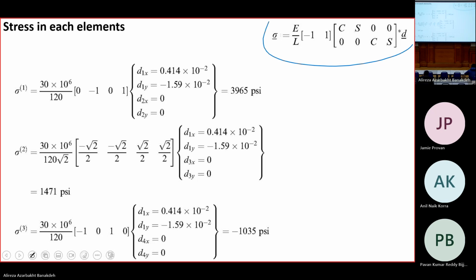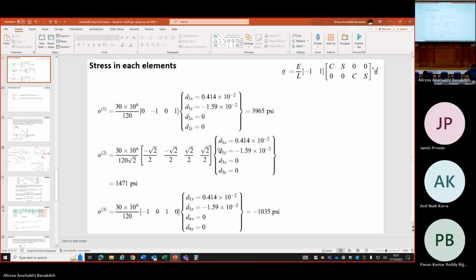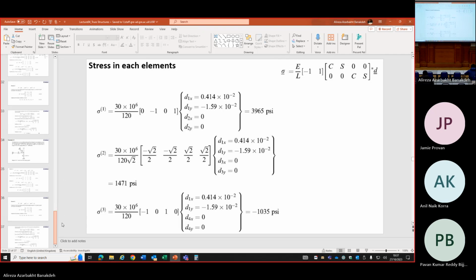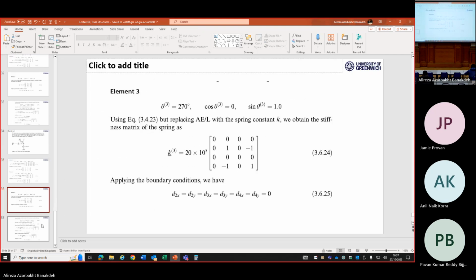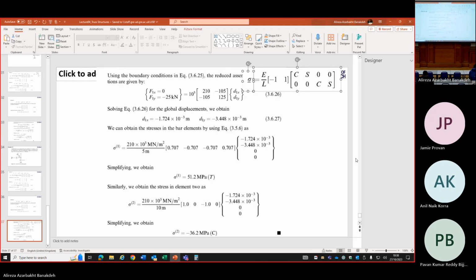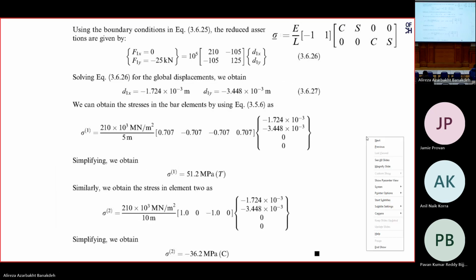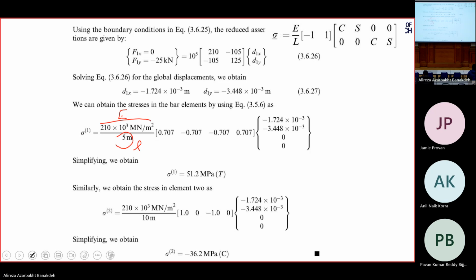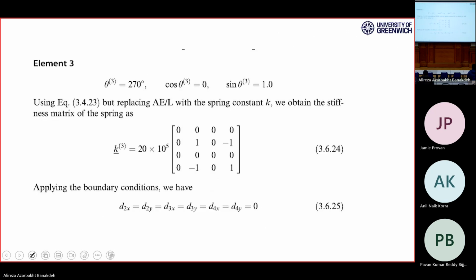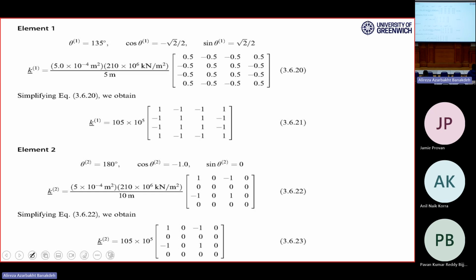This is the formula. So this is E, this is L. For element number one, C and S: C is negative, S is this one.